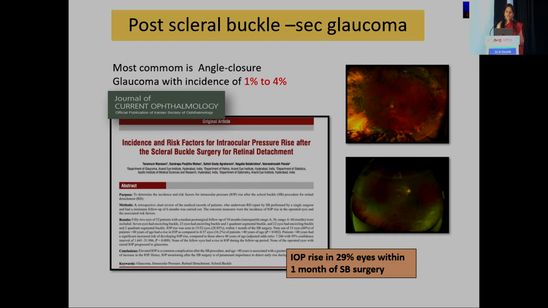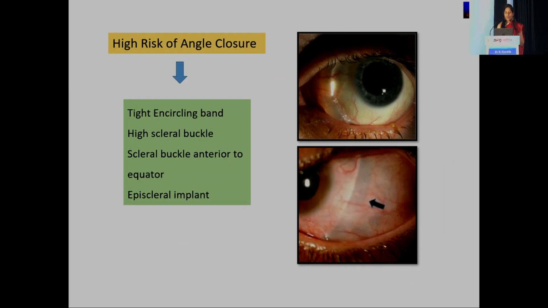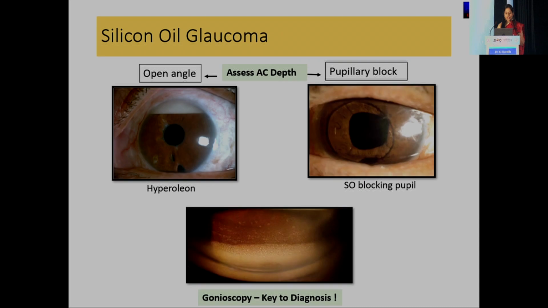Intraocular pressure definitely is very high in all of these patients, and many of them even present as an angle closure. So what we have to do here is look at the eye. Sometimes we might have to see how the buckle is, whether it is a tight encircling band or a high scleral buckle. All of this might be a risk factor for angle closure glaucoma. Look at the presence of silicone oil. It can present either as an open angle or as a pupillary block. So carefully examine this to understand the nature of treatment that you're going to be targeting.